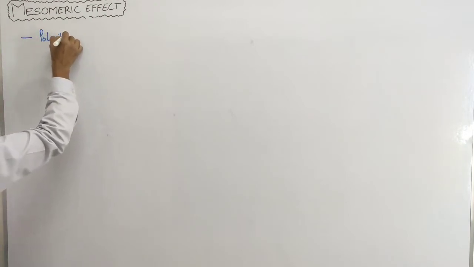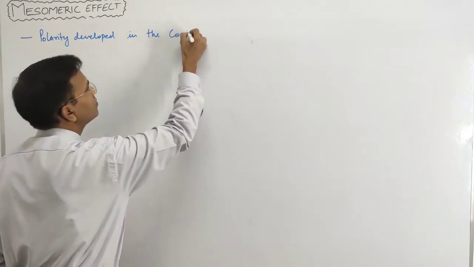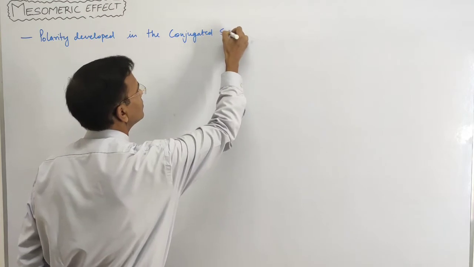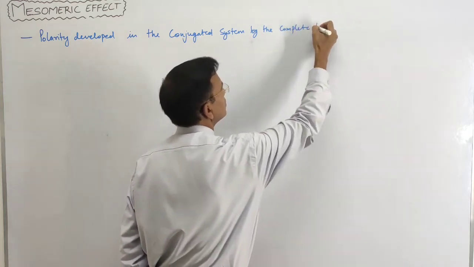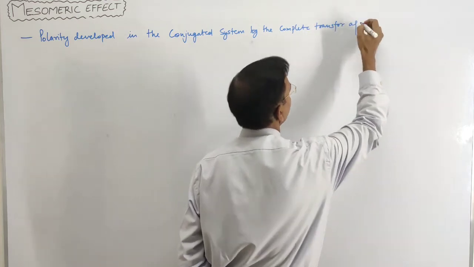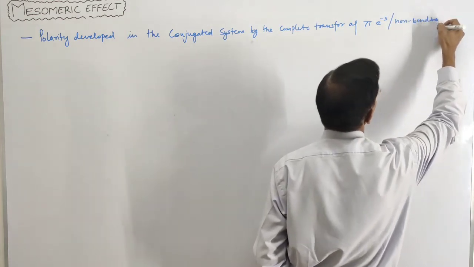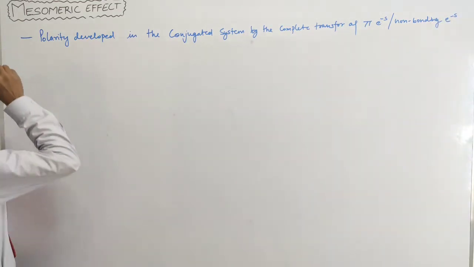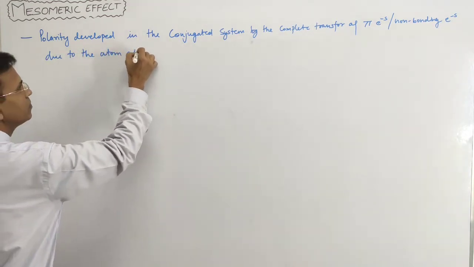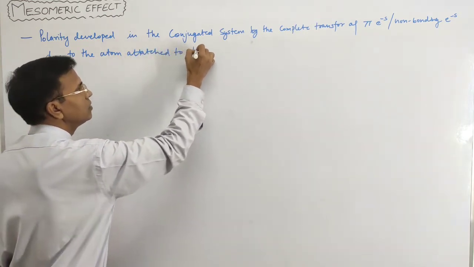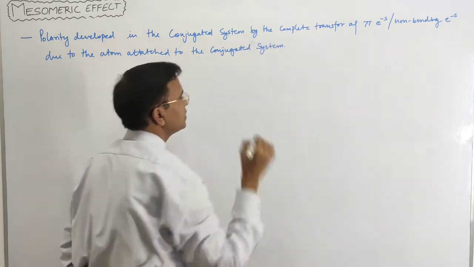Polarity developed in the conjugated system by the complete transfer of pi electrons or non-bonding electrons due to the atom attached to the conjugated system. This phenomenon is called mesomeric effect.